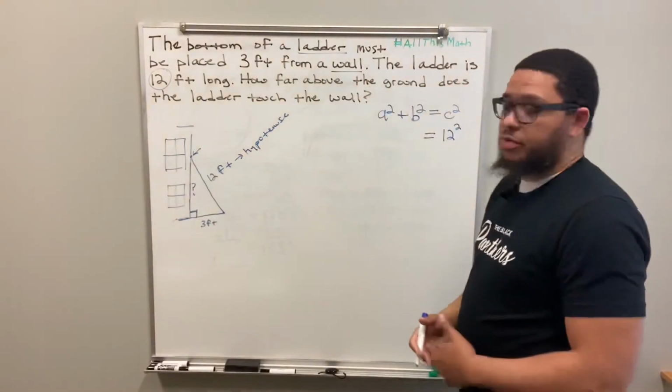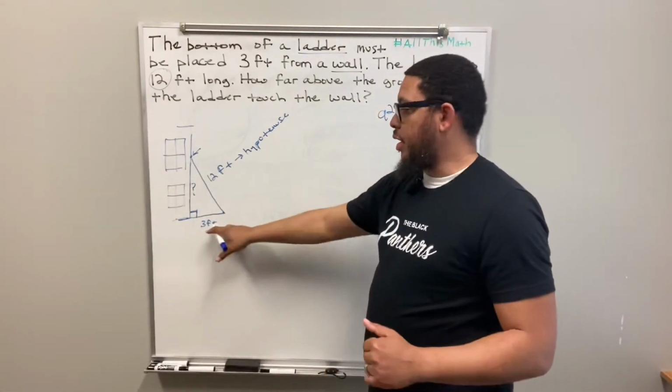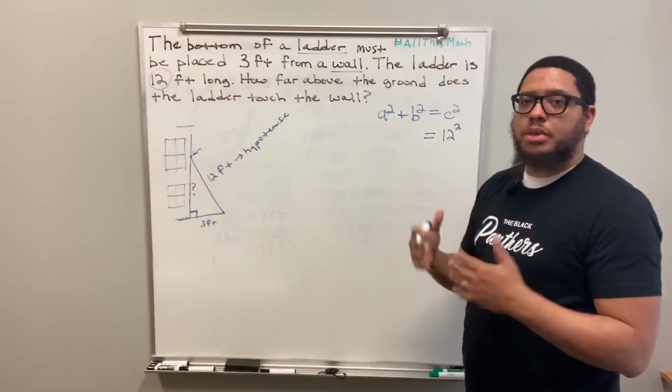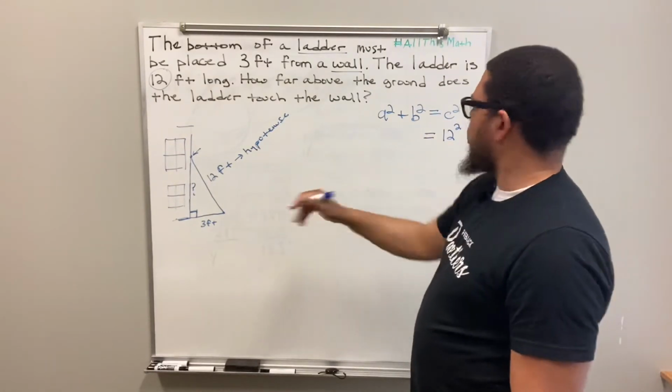It doesn't matter. If in your own work you wanted to make the missing leg a, and the other leg b, 3 feet b, that's fine too. You could do that too. You'll end up with the same final answer. So, what did I say? I said I was going to make a 3.